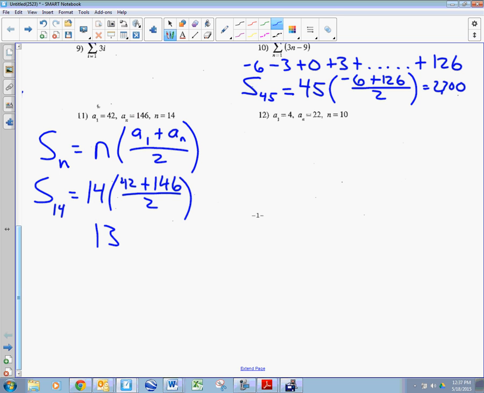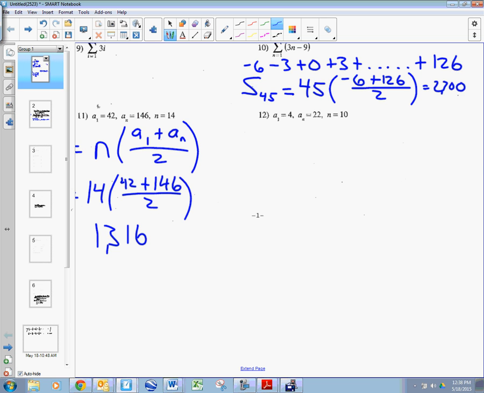13. 16. This is what Garrett got. Can anybody else confirm it? Okay. Can you do a problem like that? Good. Flip it over.